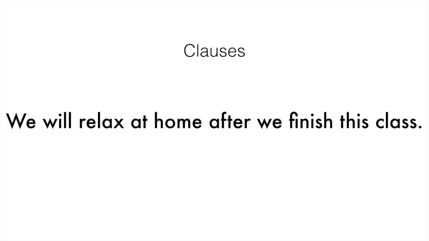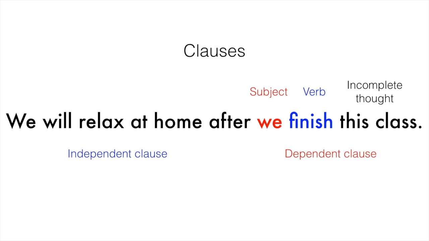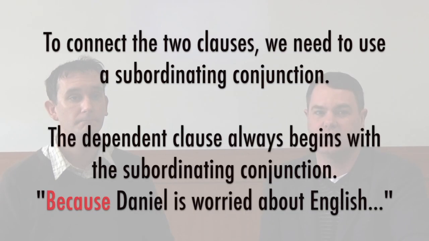Let's try another. We will relax at home after we finish this class. Well, we will relax at home has a subject, verb, and a complete thought. That's the independent clause. After we finish this class is not a complete thought, even though it has a subject and a verb. So that is the dependent clause. Well done. To connect the two clauses, we need a subordinating conjunction.